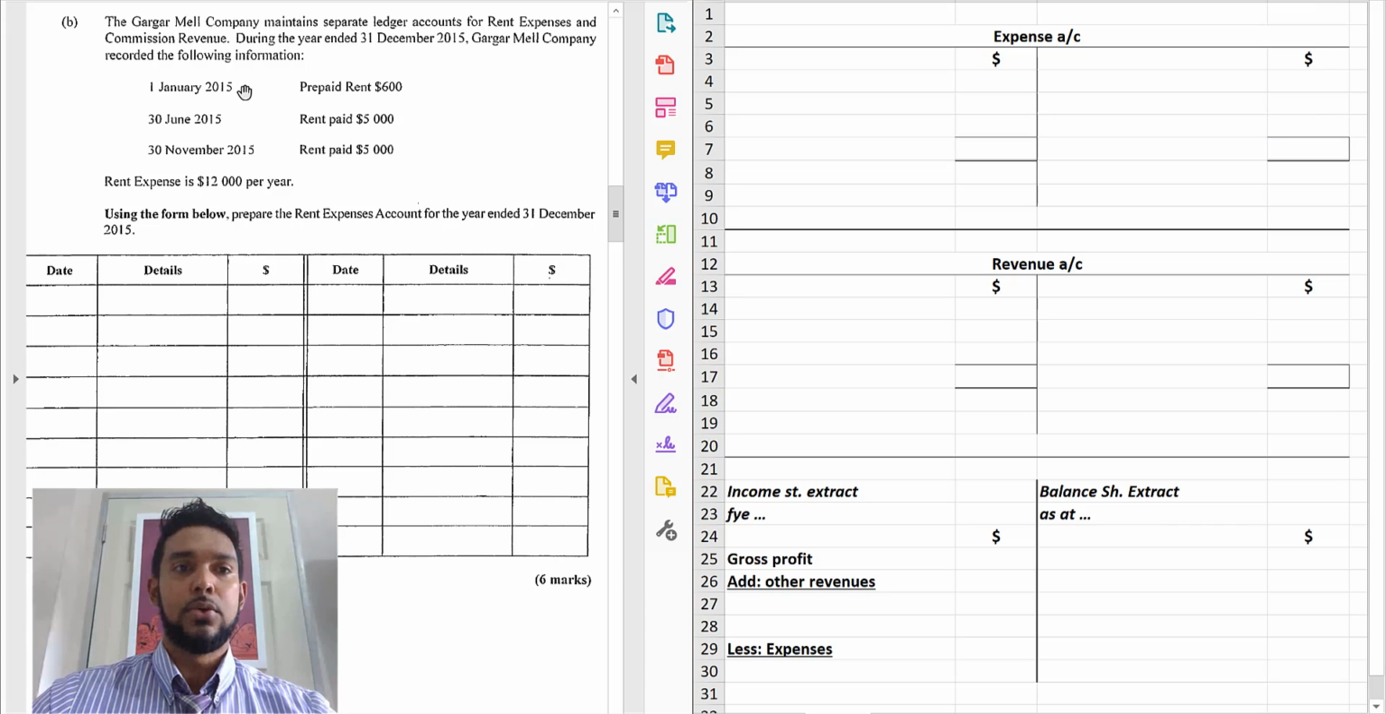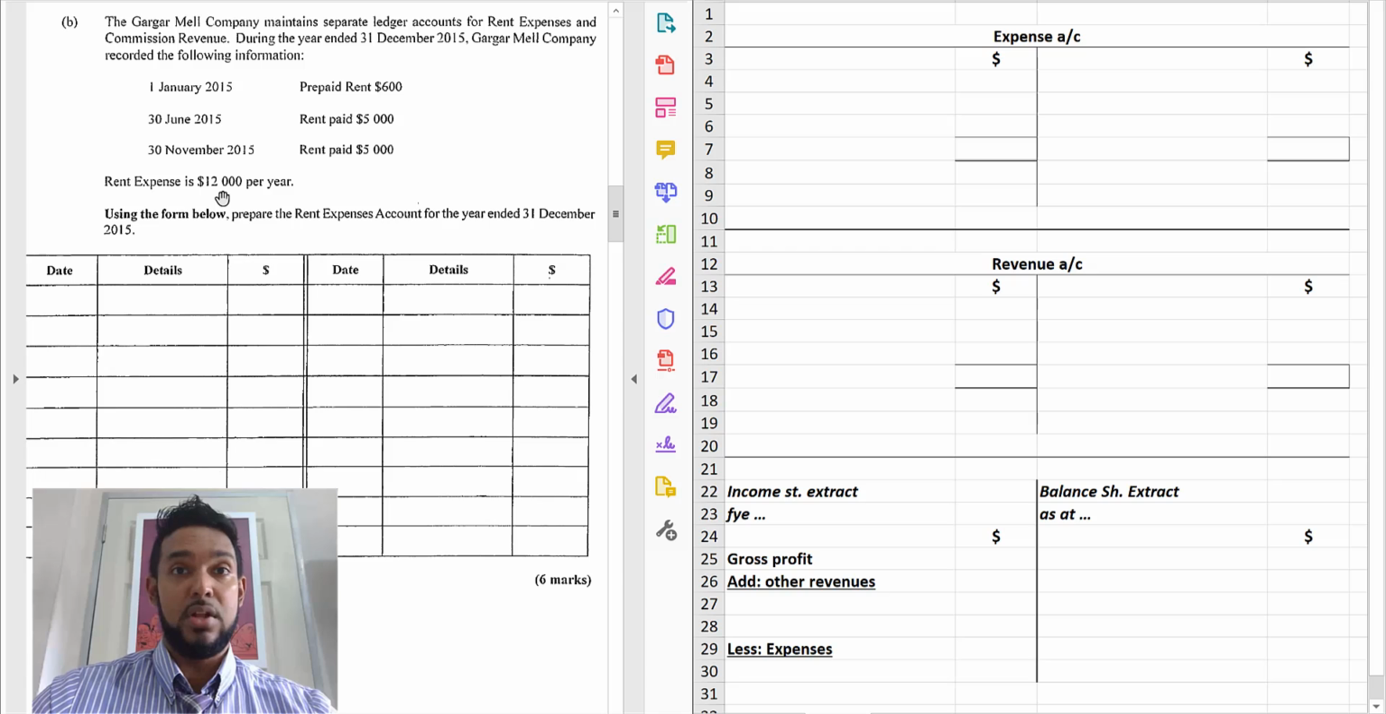All right. So January 1st, 2015, rent prepaid. June 30th, 2015, rent paid. November 30th, 2015, rent paid. So we have two payments of rent of 5,000 each. That's a total of 10,000. We were supposed to pay 12,000. So just a bit of analysis. We paid 10,000 in total plus 600 in advance. So we've paid a total of 10,600 towards rent for the current year.